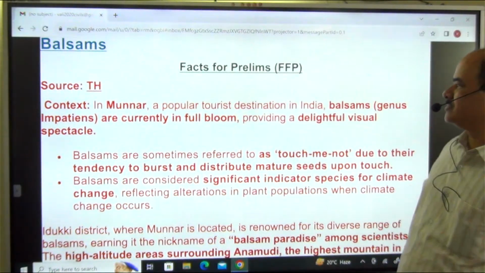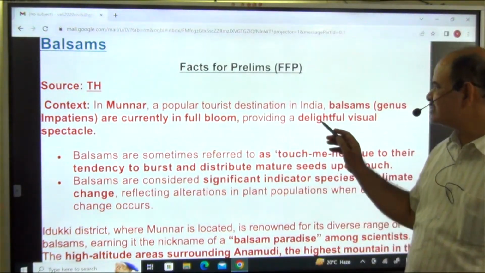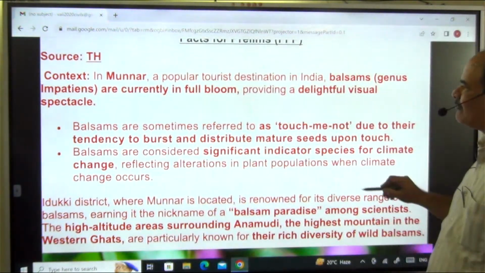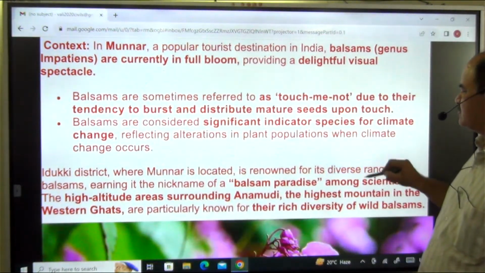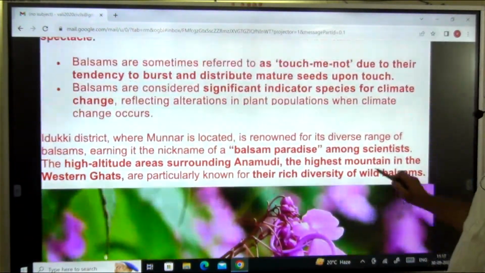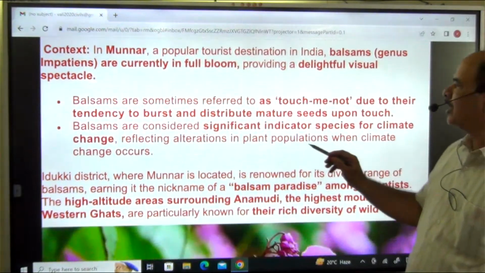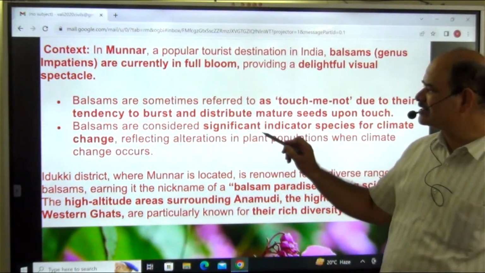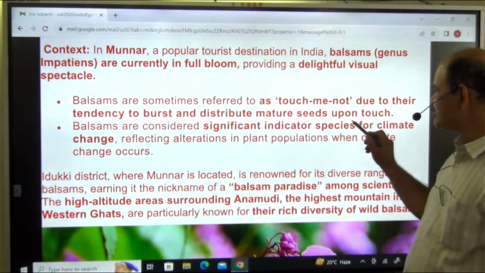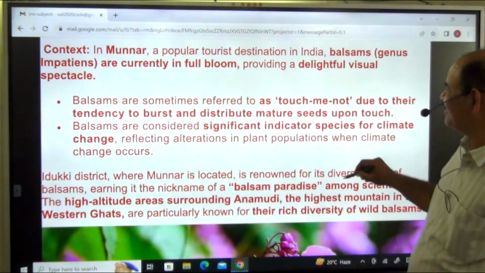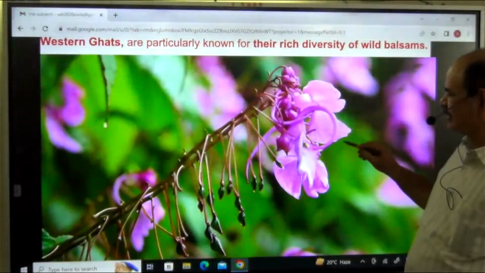Balsams in Munnar, a popular tourist destination in India, are currently in full bloom, providing a delightful visual spectacle. This is unique to the Munnar region. Balsams are sometimes referred to as touch-me-not due to their tendency to burst and distribute mature seeds upon touch.